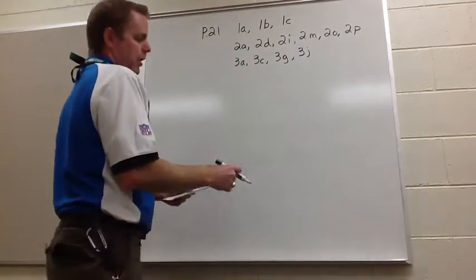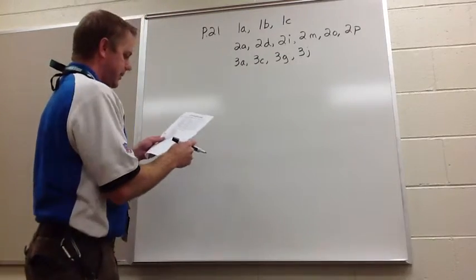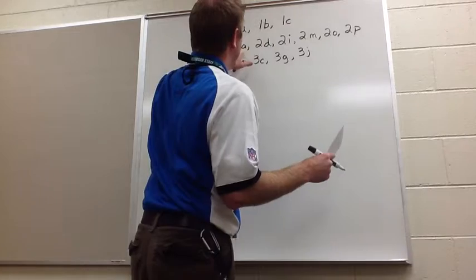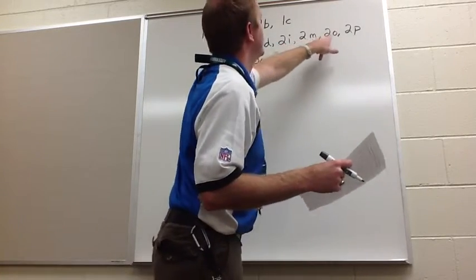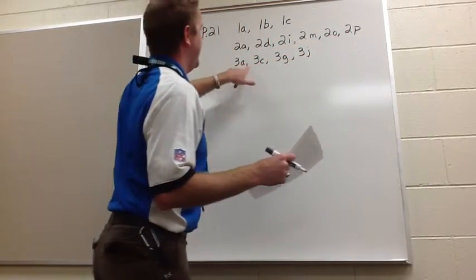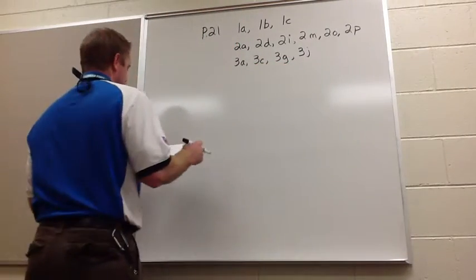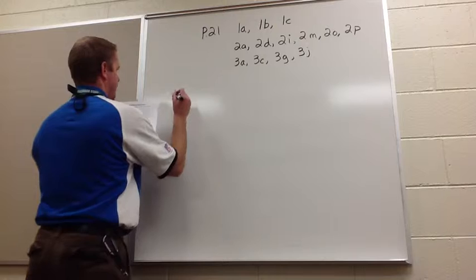Alright, for my last video in the nomenclature unit, on page 21, which is the review, I'm going to do a number of problems. These ones named it right here: 1A, B, and C, 2A, 2D, 2I, 2M, 2O, 2P, 3A, 3C, 3G, and 3J. So here we go. I'm going to do them pretty fast, so try to keep up.